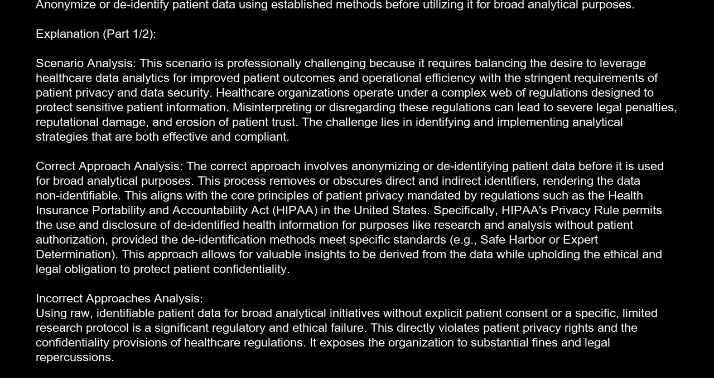Incorrect approaches analysis. Using raw, identifiable patient data for broad analytical initiatives without explicit patient consent or a specific, limited research protocol is a significant regulatory and ethical failure. This directly violates patient privacy rights and the confidentiality provisions of healthcare regulations. It exposes the organization to substantial fines and legal repercussions.